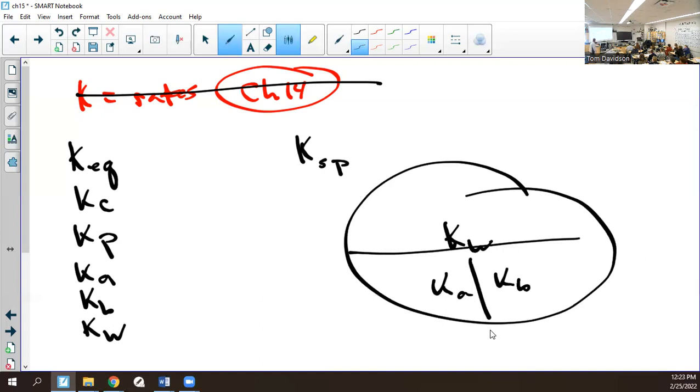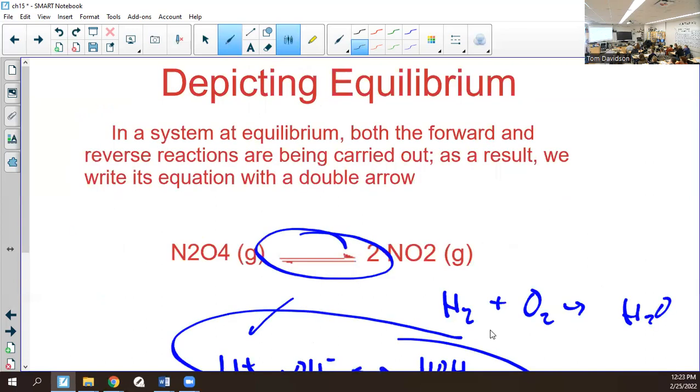Okay, depicting equilibrium. In a system at equilibrium, both the forward and reverse reactions are being carried out. As a result, we write its equation with a double arrow. So we have N2O4 gas going to 2NO2, or being formed from 2NO2 making N2O4. All it means is this reaction will go one way or the other depending on the conditions, or it can go both directions.